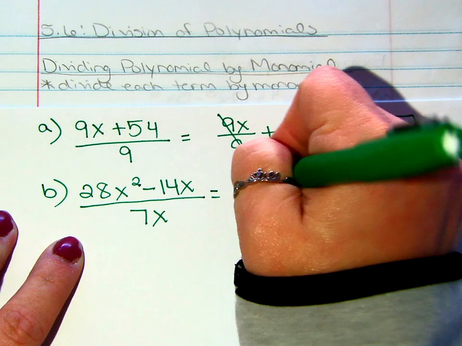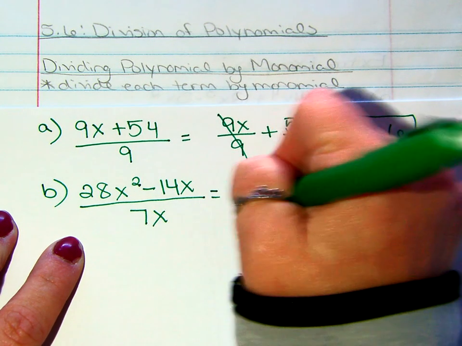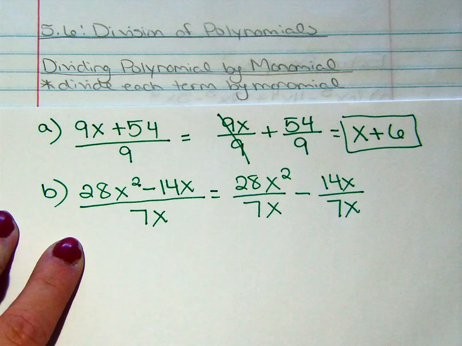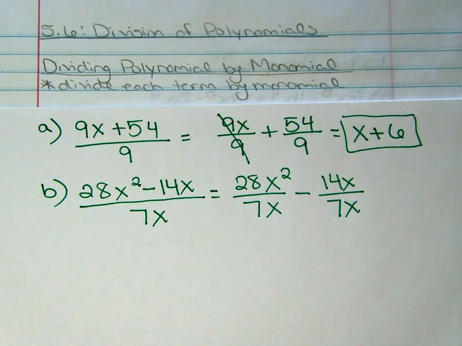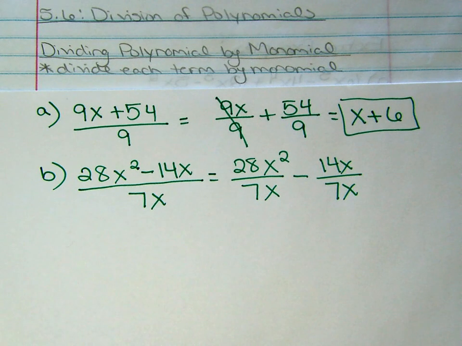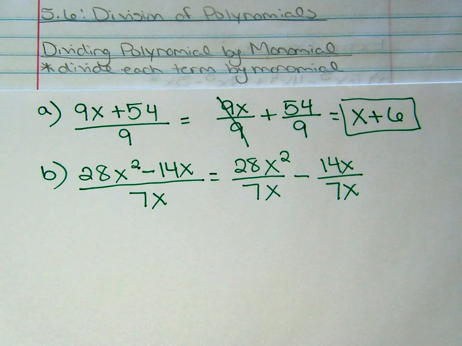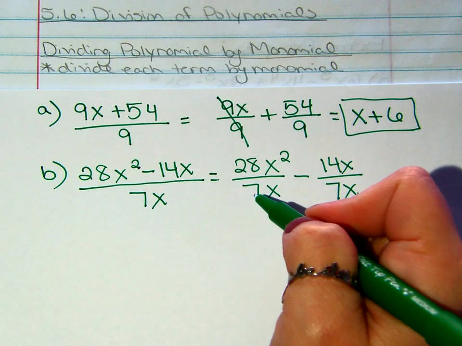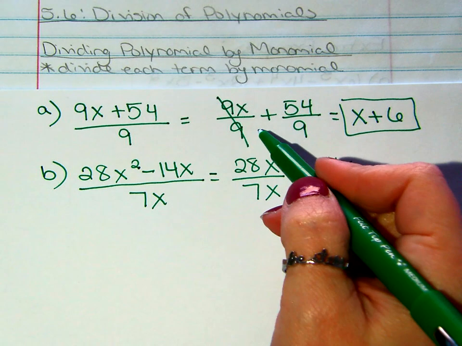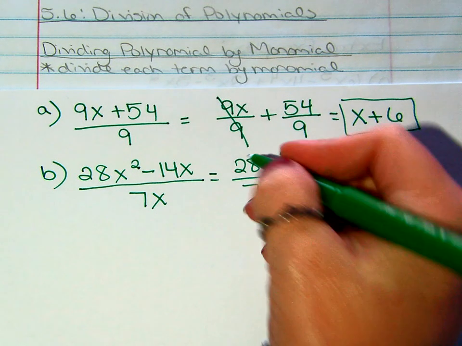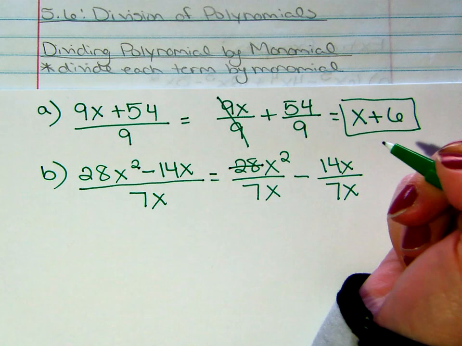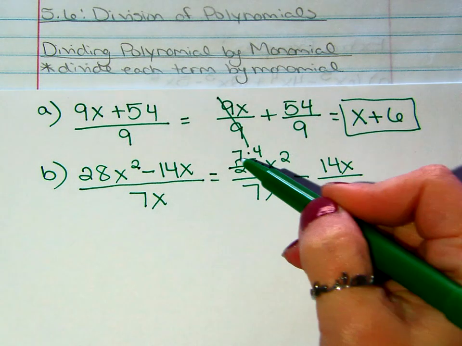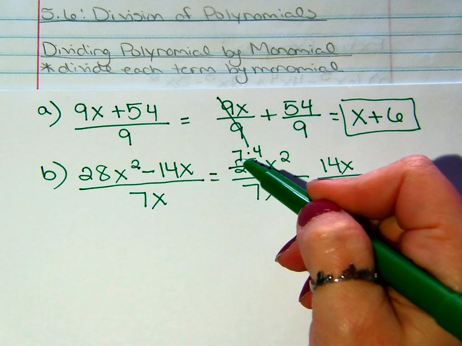We'd have the 28x squared on top over the 7x, minus the 14x over 7x. We can split it the same way. And we simplify it the same way. Except here I see, okay, I have 28 over 7. That's not going to completely cancel like my 9 over 9 did. But 28 is what times what? 7 times 4, yeah. So 7 times 4, so there is a 7 on top, so I can cancel.